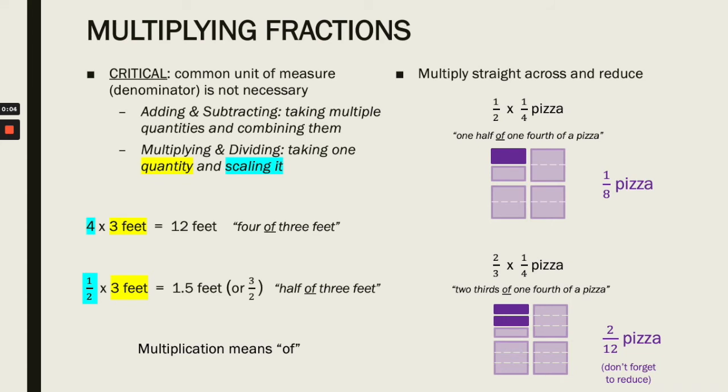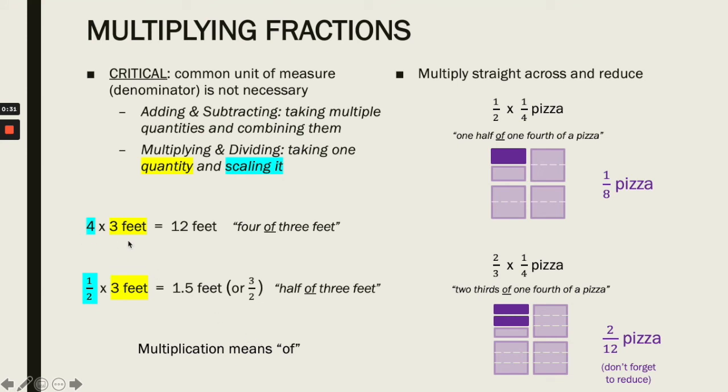Multiplying fractions. For multiplying fractions, students must understand that a common unit of measure is not necessary. And the reason is because with adding and subtracting, you are taking multiple quantities and combining them together, so they have to match each other. But with multiplying and dividing, you are taking just one quantity and scaling it. Showing your students simple examples like this can help them to understand.